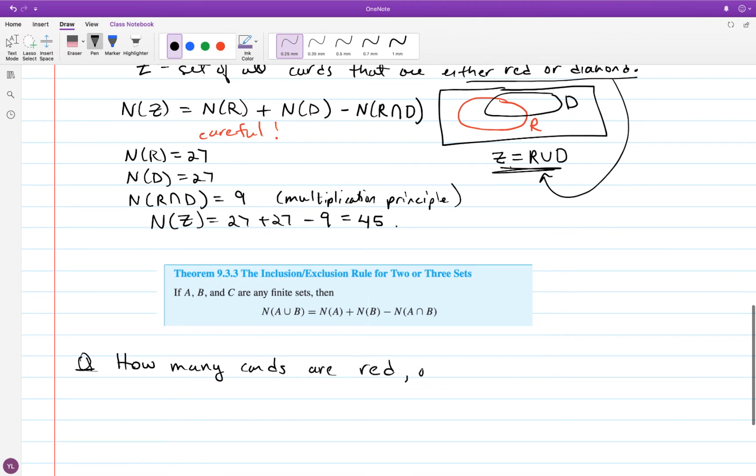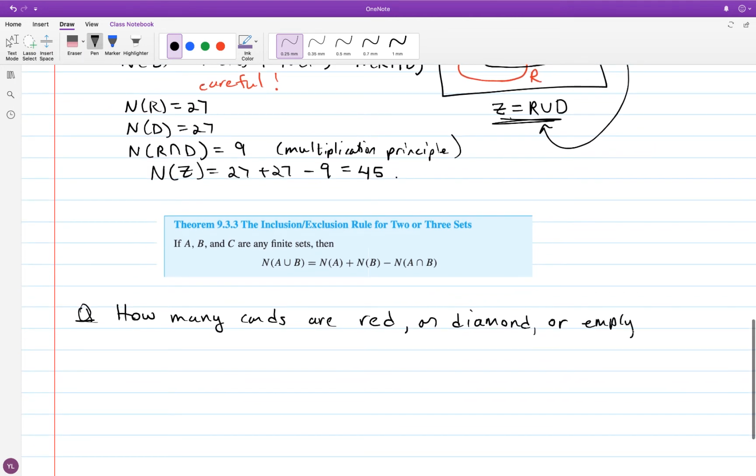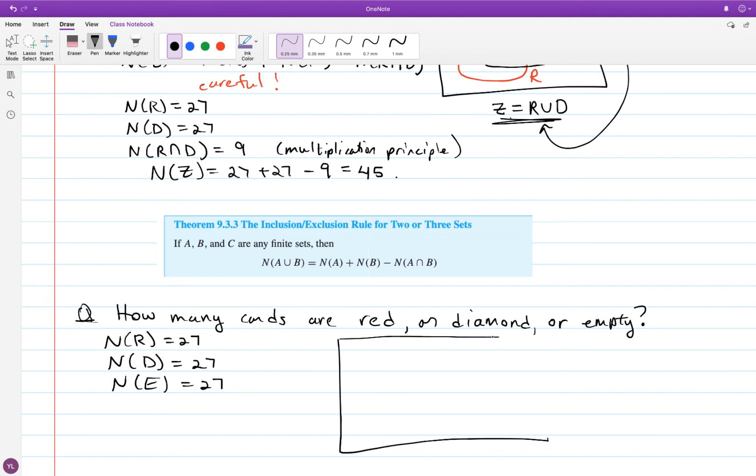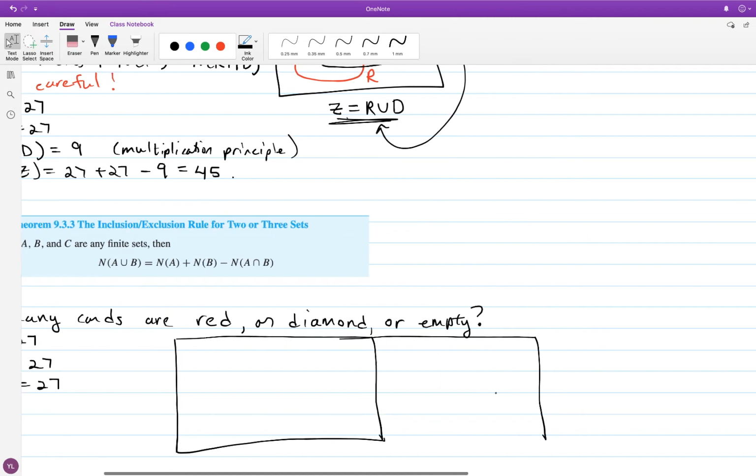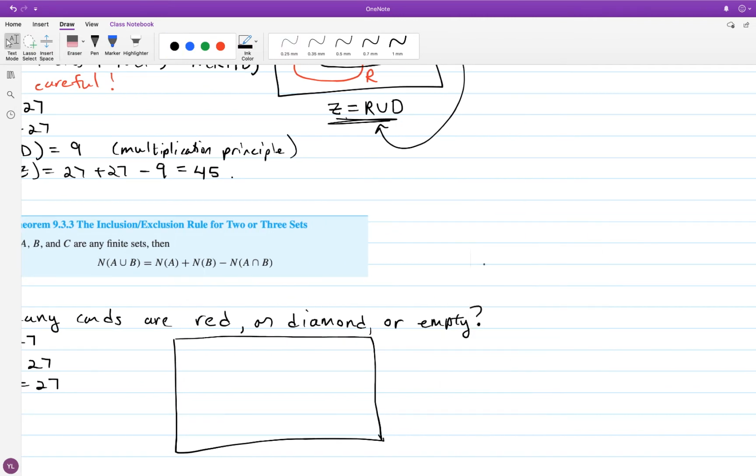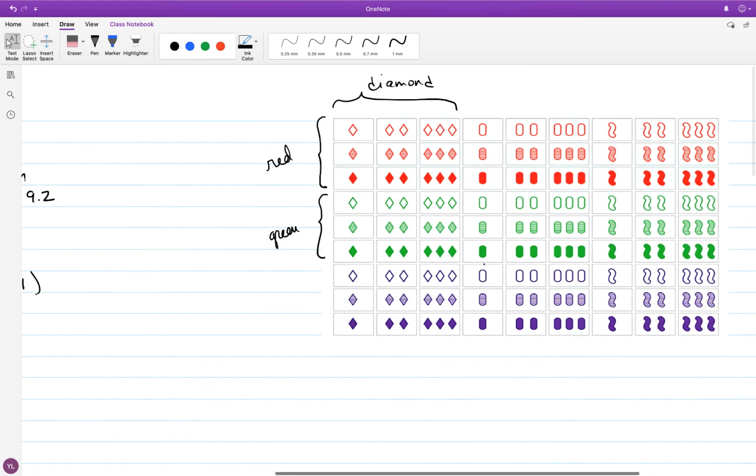Okay, we can do something similar for 3 sets, right? So I'm going to pose it as a question about counting a subset of the set deck. How many cards are red or diamond or empty? That is, empty shading. I start by counting the number of cards in each of those individual subsets. So there are 27 reds, 27 diamonds, and 27 cards that are empty shaded, but I have a lot of overlap between these sets. Let me come back to the deck and just get a visual of that.